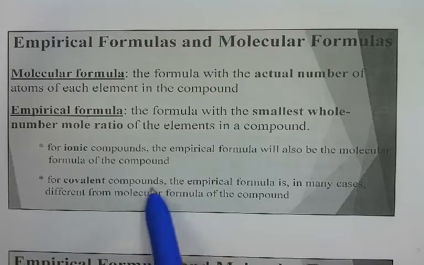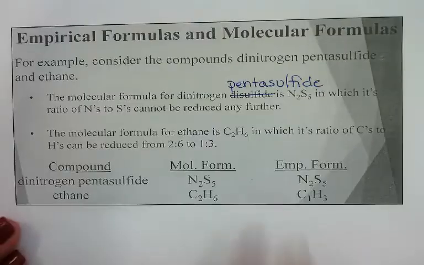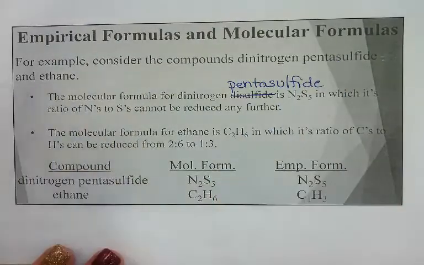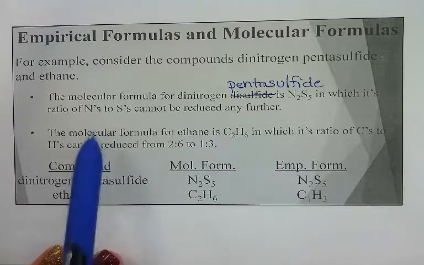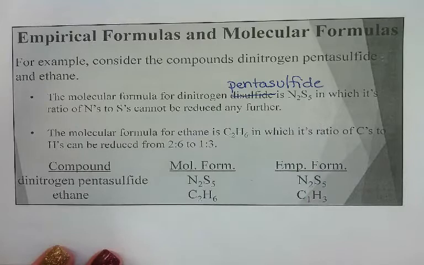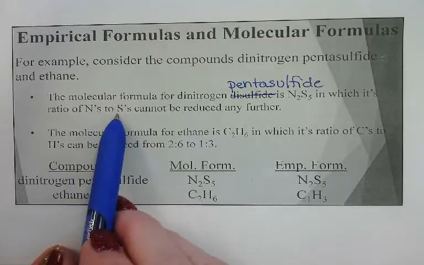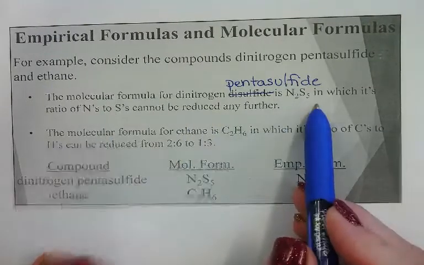But for covalent compounds, empirical formulas can be different from molecular formulas. Okay? And we're going to figure out how to find both. For example, consider the compounds dinitrogen pentasulfide and ethane. So that was a typo, so I went ahead and corrected it. The molecular formula for dinitrogen pentasulfide is N2S5, in which its ratio of nitrogens and sulfurs can't be reduced any further. I can't reduce the 2 and the 5.